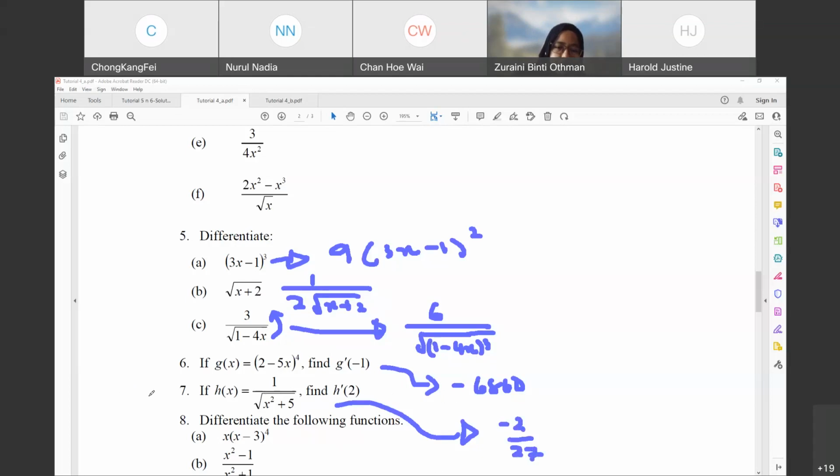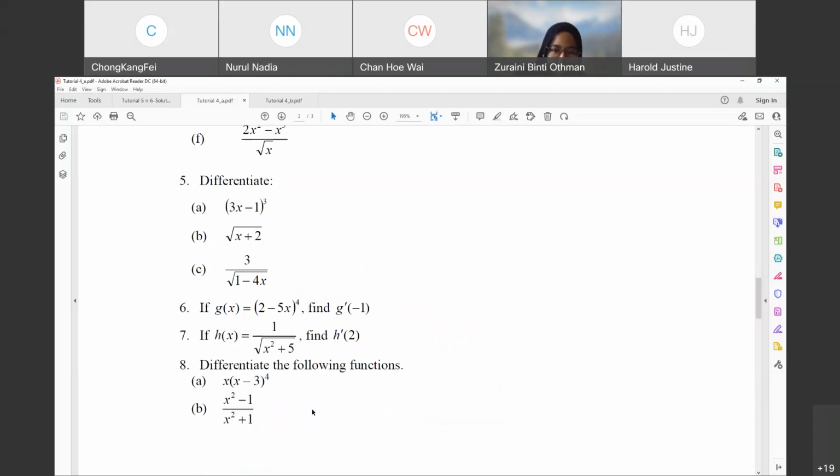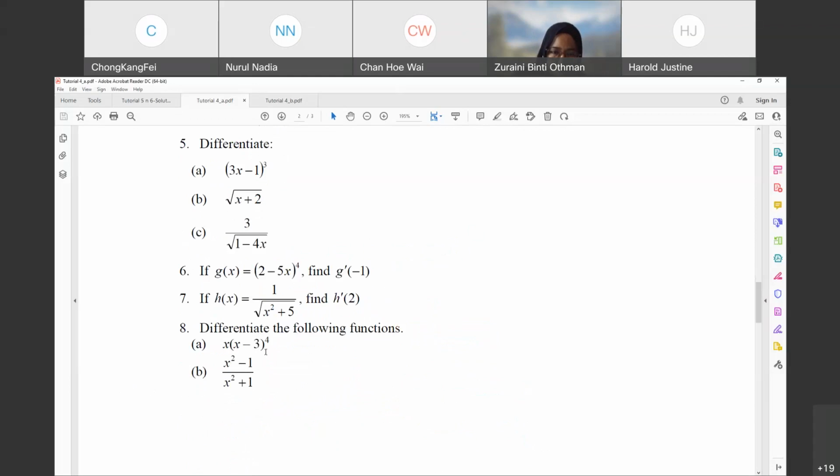Okey, dan nombor 8. Okey, nombor 8 ni saya tak ada jawapan akhir but you have to solve it by yourself. Dan dekat sini kita boleh guna ideanya ialah this is one thing and this is another thing, which is we do it product rule. Ada dua benda kat situ. 1, 2, product rule. And for B, we do it by using quotient rule. This is your U and this is your V. Okay. Finish with tutorial 4A.